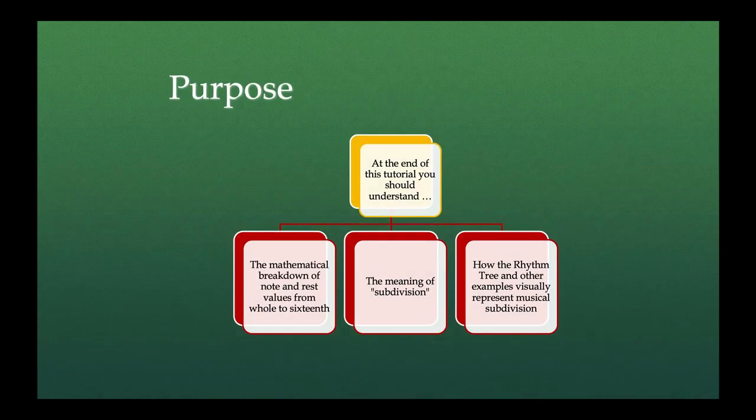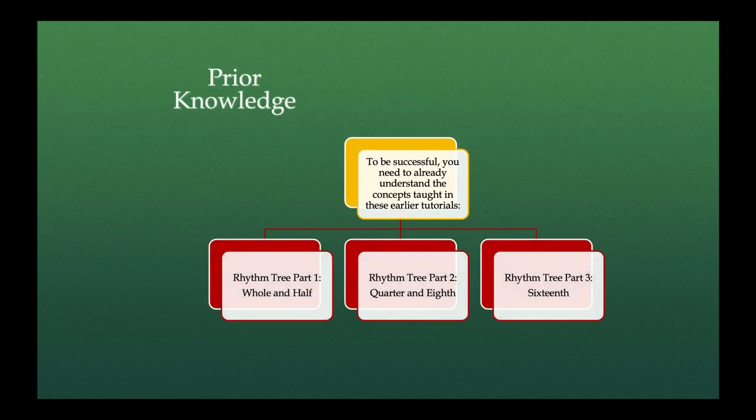At the end of this tutorial, you should understand the mathematical breakdown of note and rest values from whole to 16th, the meaning of subdivision, and how the rhythm tree and other examples visually represent musical subdivision. To be successful, you need to already understand the concepts taught in these earlier tutorials: Rhythm Tree Part 1, whole and half, Rhythm Tree Part 2, quarter and eighth, and Rhythm Tree Part 3, 16th.